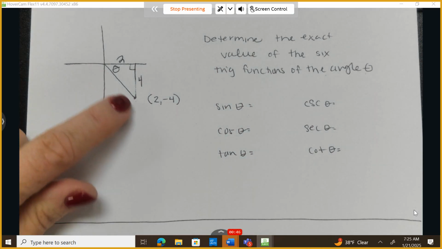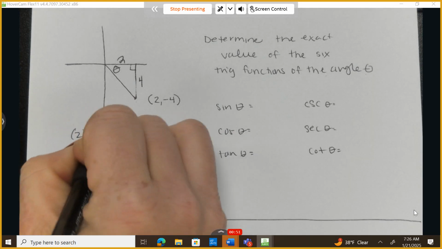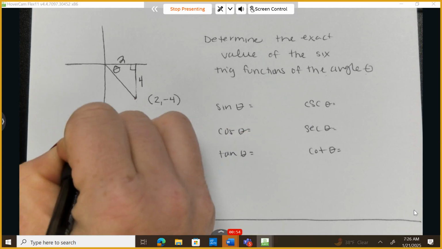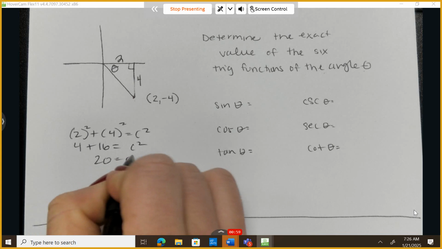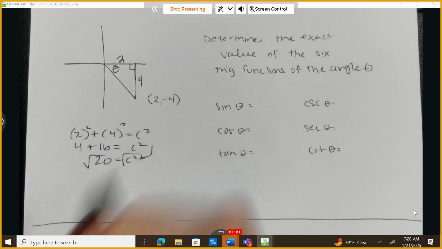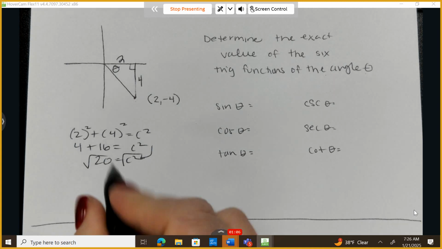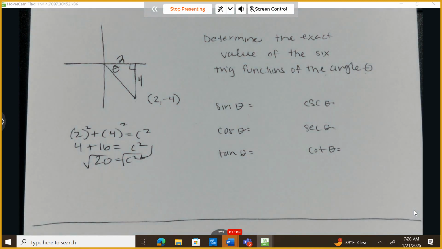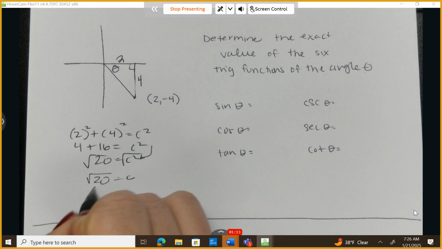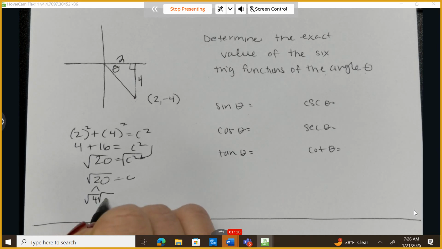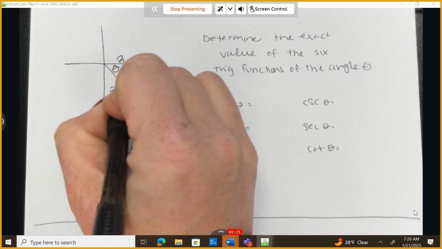Next, I need to figure out what this missing length is, so I'm going to use the Pythagorean theorem. A squared plus b squared equals c squared. So 4 plus 16 equals c squared. I'm taking the square root, and yes, if we were only solving algebraic problems, it would be plus or minus. But because we're talking about a missing length, lengths will always only be positive. So this is going to be the square root of 20, but I do need to break it down. A perfect square that divides into 20 would be 4, and so this is the length 2 square roots of 5. 2 square roots of 5.